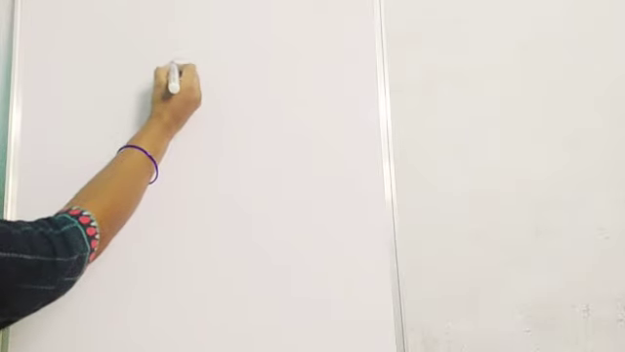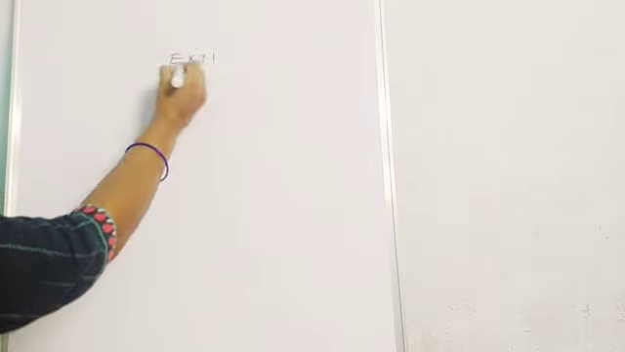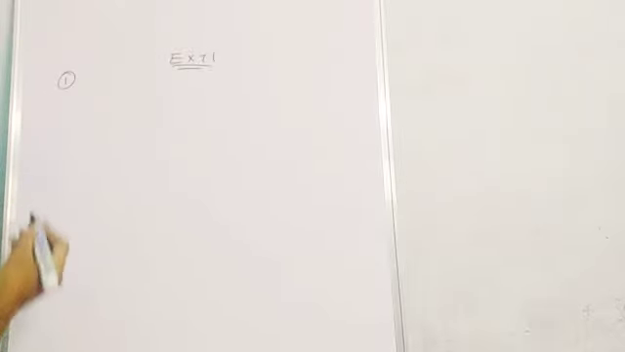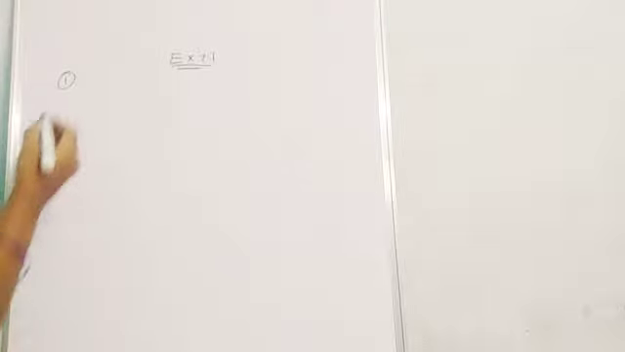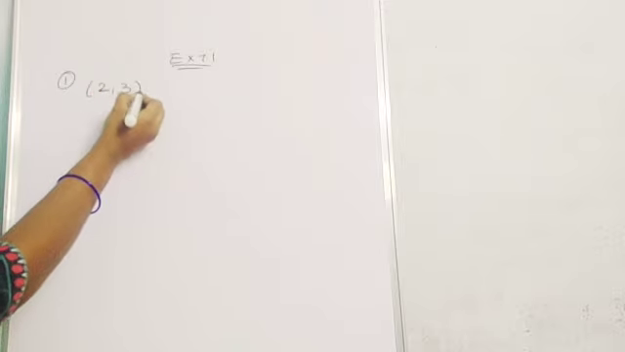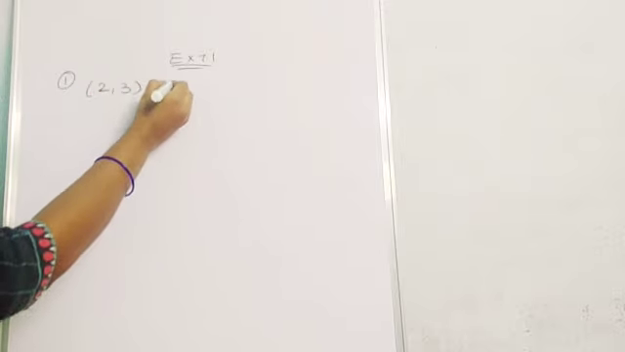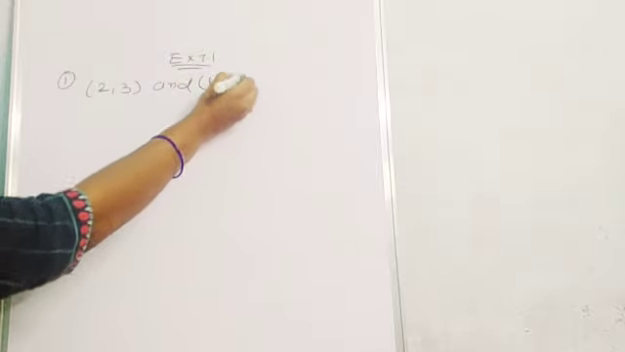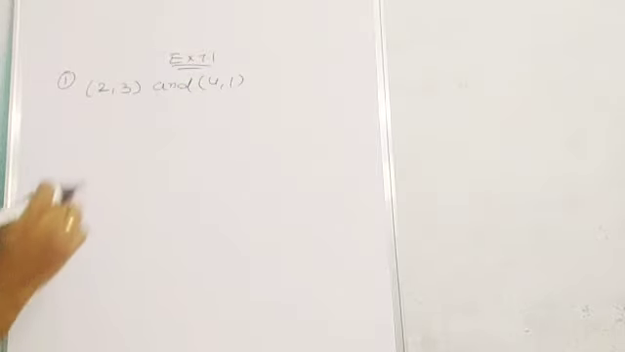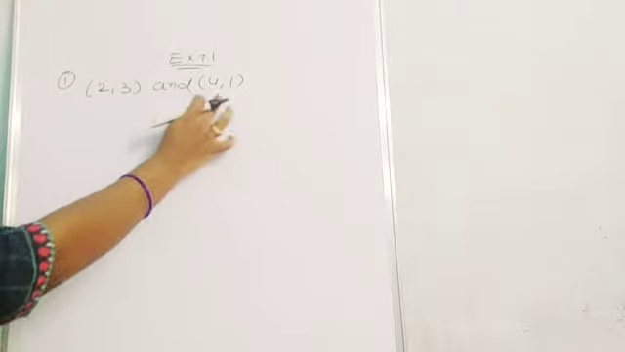Today we are going to discuss exercise 7.1 for coordinate geometry. So, exercise 7.1. What is the first question here? Find the distance between the following pairs of points. Here 2 points are given: the first one is (2, 3) and the second one is (4, 1). Now we have to find the distance between those 2 points.